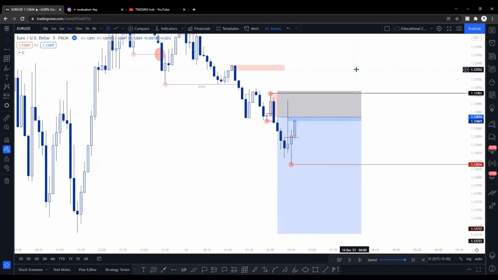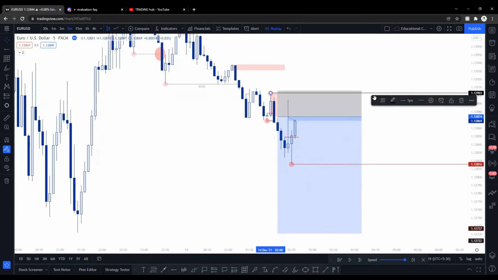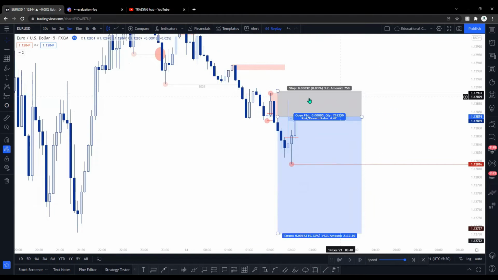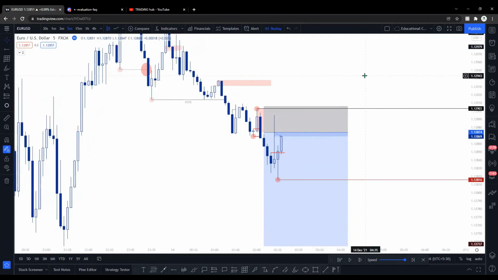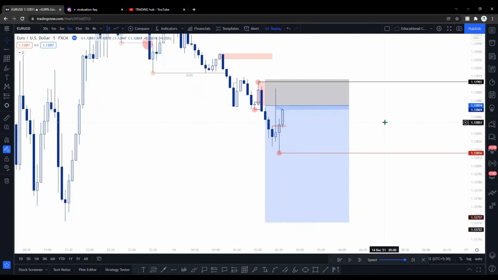If the market breaks this black line and closes above it, that means momentum has shifted from bearish to bullish. If the market is unable to break this high and pushes to the downside, it means momentum is bearish and the trend will continue.